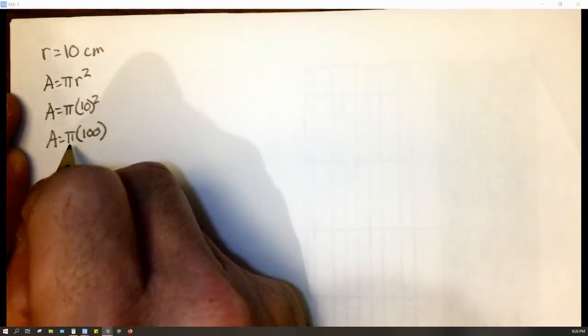Okay, here we go. The radius equals 10 centimeters. The area is equal to pi times the radius squared. So the area is equal to pi times 10 squared. So the area is equal to pi times 100. So if pi is 3.14, then the area equals 3.14 times 100. And so the area equals 314 square centimeters.